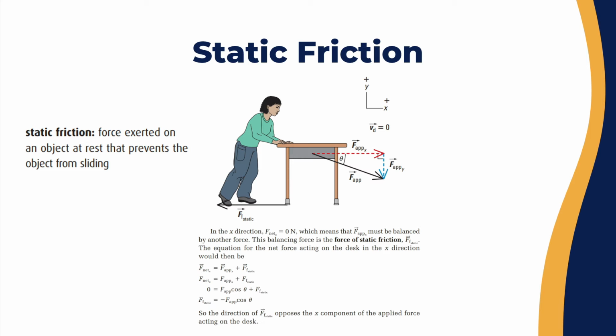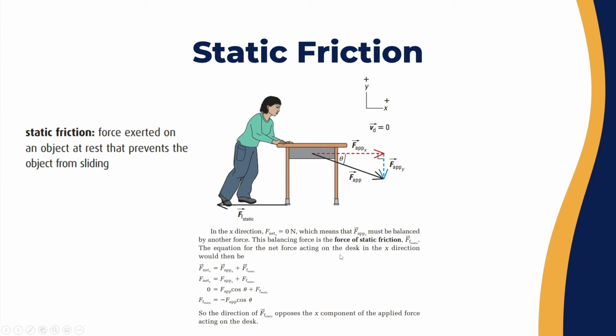In this case, you are applying a force that is equal to the friction force applied on the table. This force that resists your applied force is called the static friction force. So in the x direction, the total force on the x-axis equals 0, which means that the x component of the applied force must be balanced by another force. This force is the static friction force, or the force of static friction. For abbreviation purposes, we write it as f static, small f with subscript s.